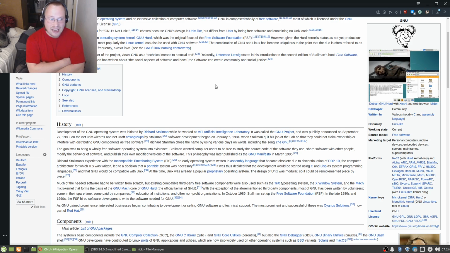In the late 80s and 90s, the Free Software Foundation hired software developers to write the software needed for GNU. As GNU gained prominence, interested businesses began contributing to development or selling GNU software and technical support. The most prominent and successful of these was, and I'm hoping I'm pronouncing this correctly, Cygnus Solutions, now part of Red Hat. So basically, that is a little bit of history for you guys about the GNU operating system.